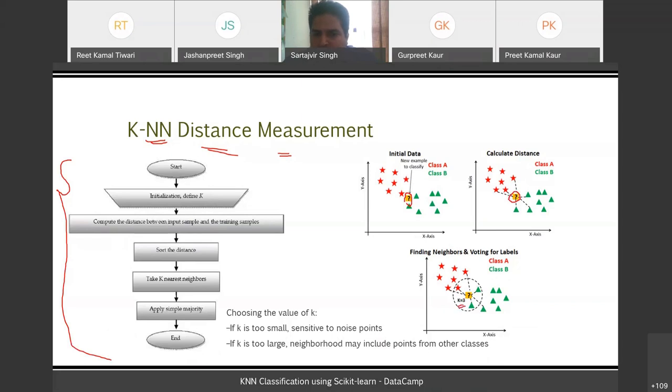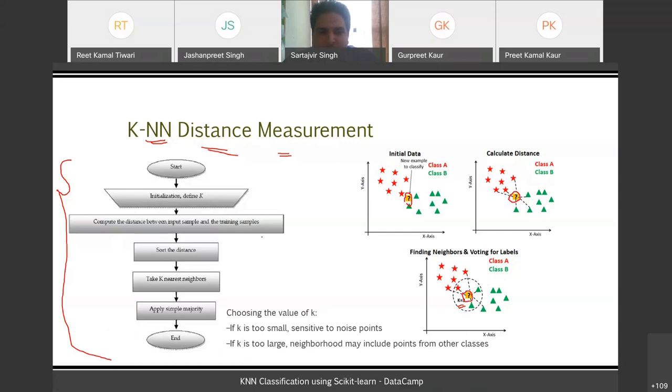If we have provided the value of k as 3, then it means three samples have been taken into account to guess the class of this unknown record, and on the basis of the majority, it will be assigned to class B, which is the green triangles.